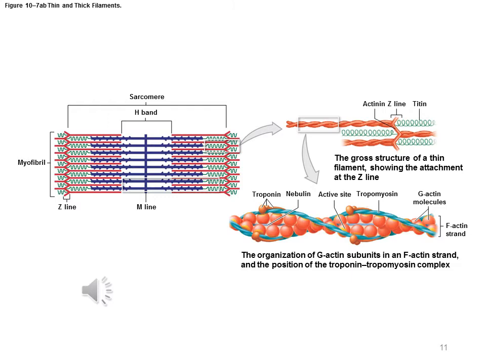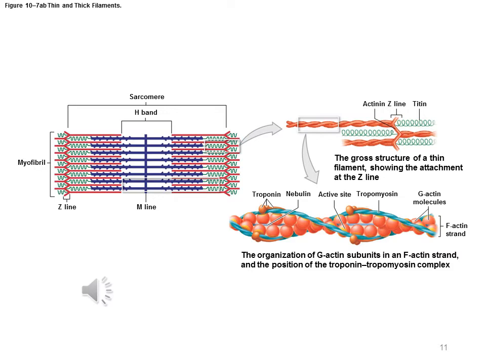Then we get to nebulin. Now nebulin, if you notice, is kind of in the middle of this twisting strand of F-actin and G-actin. So the nebulin is going to hold the F-actin strand together. Once you twist it, you have to have that glue to hold it together. That's the job of the nebulin.